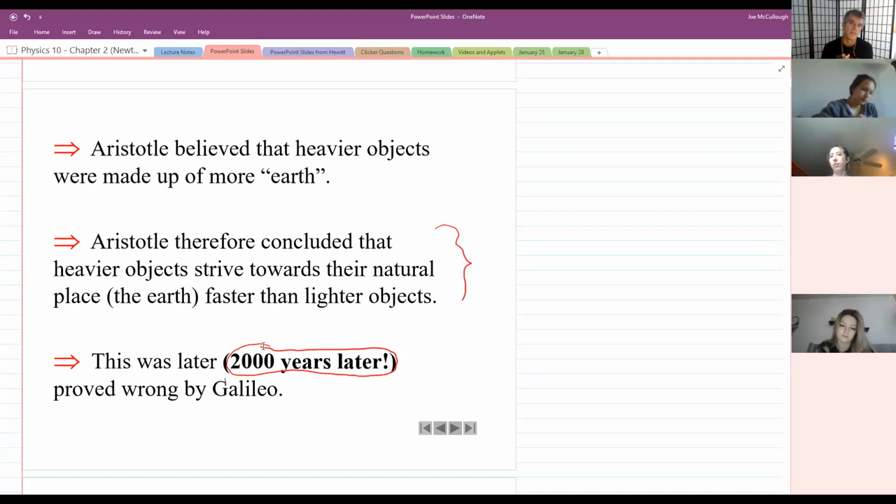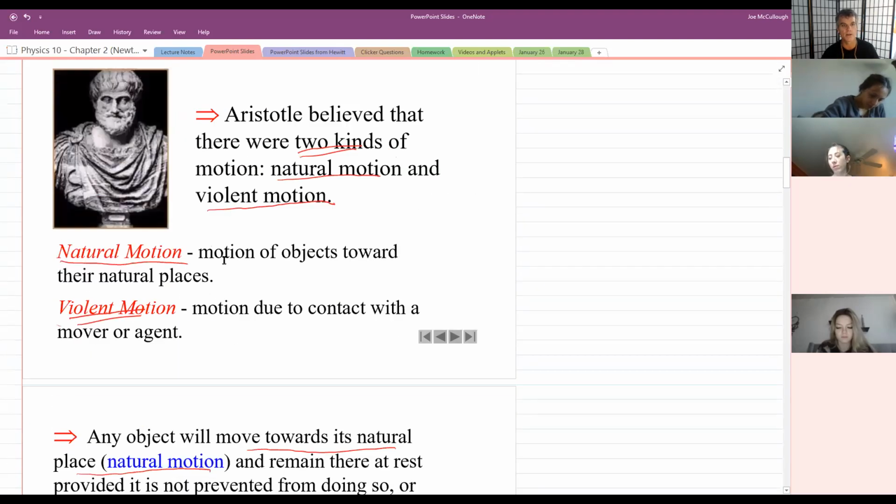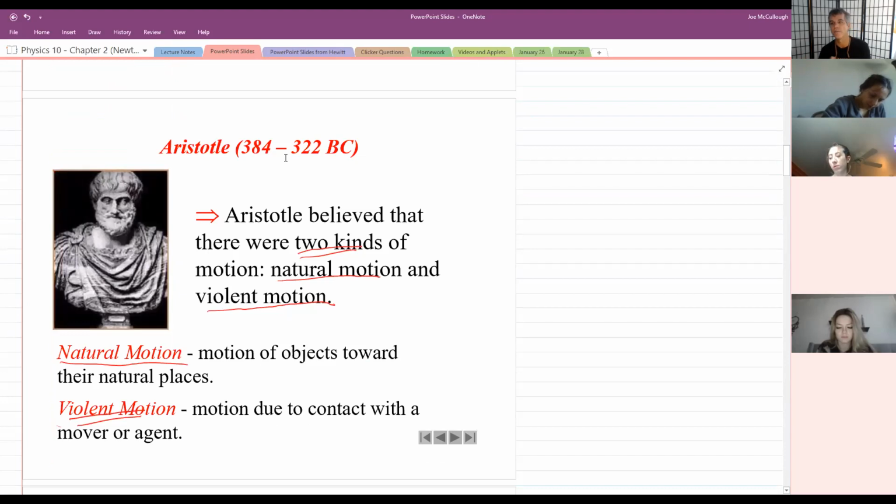Now, for 2,000 years, did nobody pick up a heavy rock and a light rock and drop them and see that they fell at the same rate, or close to it because of air resistance? People probably did. Without going into too much history, you did not go against Aristotle in the church. Basically, people believed that you could figure things out just by thinking about it, and you did not need to do experiments.